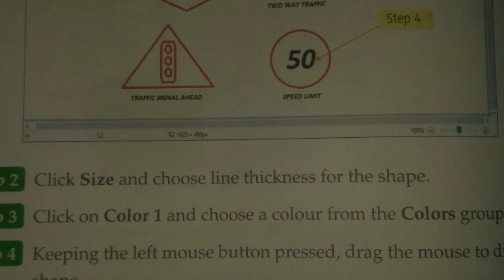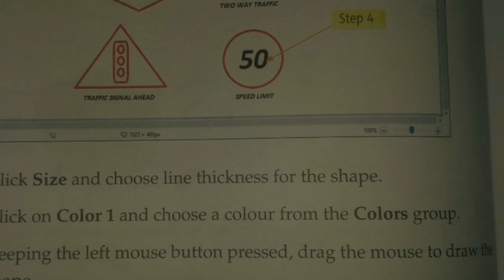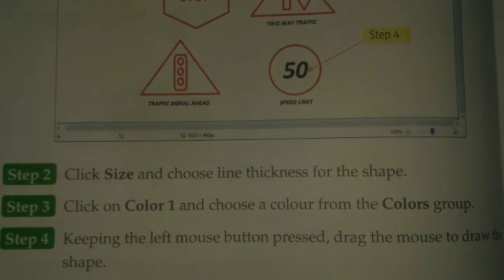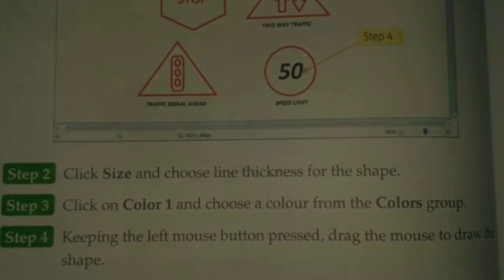Step 2, go to the size group and select your size. Click size and choose the line thickness for the shapes. Then next, go to color 1 and select your color. And step number 4, keep the left button pressed and drag the mouse to draw the shape. Then in the drawing area you can see the shape you have selected.